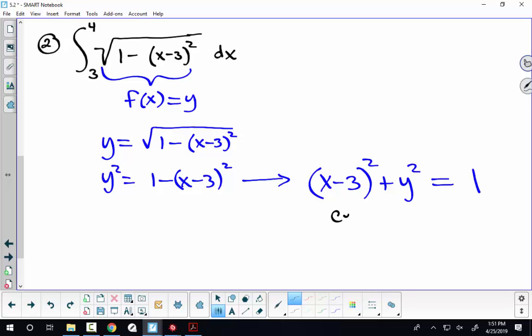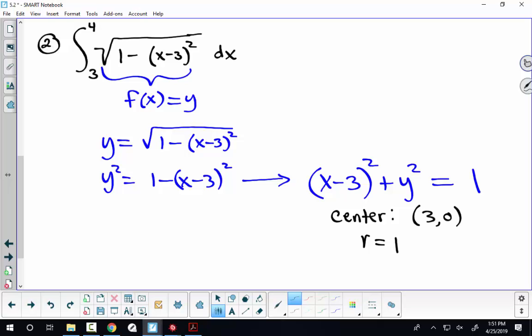whose center is where? 3, 0. Circle center 3, 0 with a radius of 1. But that's sort of half the story.